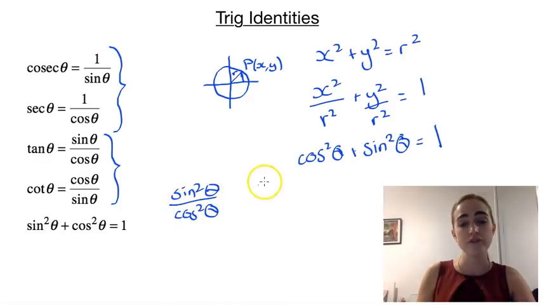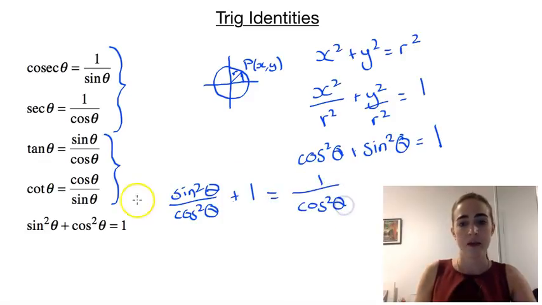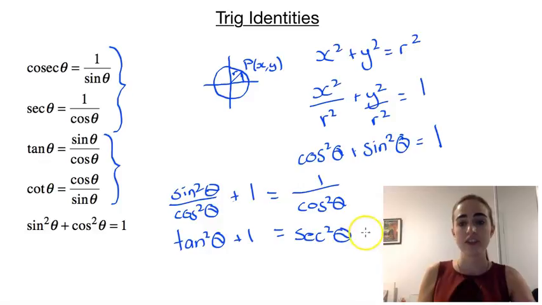So sine squared theta over cos squared theta, plus 1, if we divide that by cos squared theta, is equal to 1 over cos squared theta. But because sine over cos is equal to tan, that means that sine squared over cos squared is equal to tan squared. So tan squared plus 1 is equal to, and we've got the reciprocal of cos here, so that's going to be sec squared theta. So that there is our second Pythagorean identity.